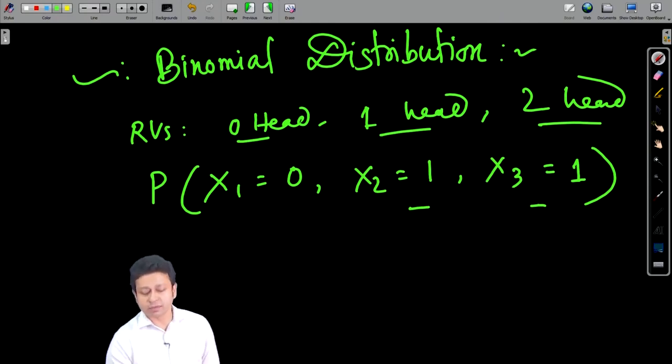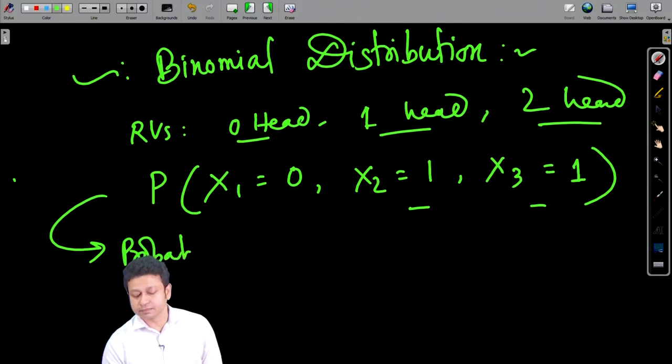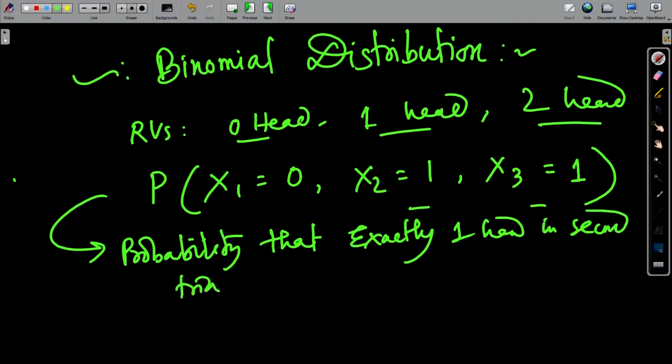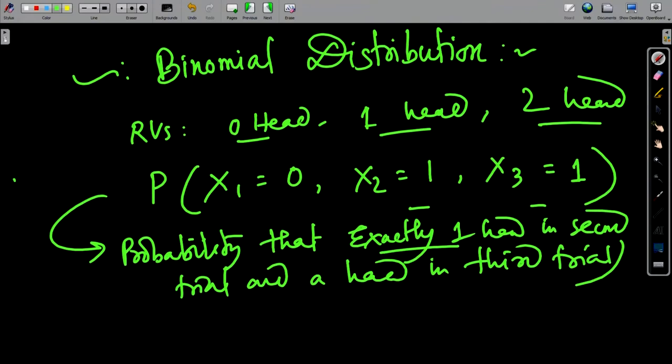So, let us say this is the probability that I will have a head in the second trial and a head in the third trial. You do not need to write exactly 1, because in any case it is going to be either head or tail. So I will write that in this form.